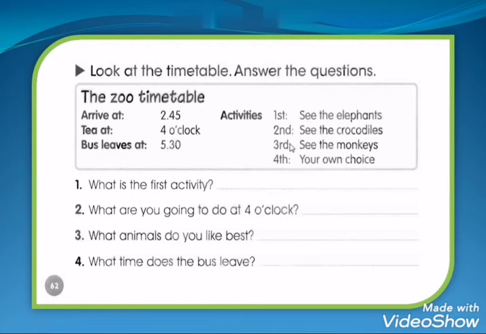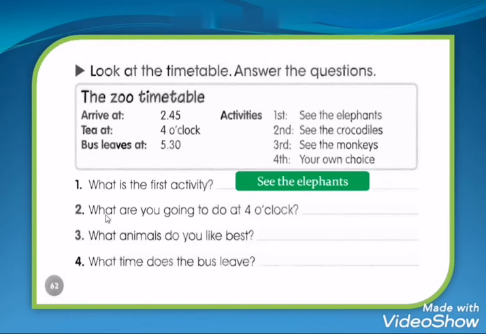First one, see the elephants. مشاهدة الفيلة. Second, see the crocodiles. مشاهدة التماسيح. Third, see the monkeys, مشاهد القردة. Fourth, your own choice, خيارك الخاص. So now, let's answer this. Okay? So, number one, what is the first activity? ما هي أول فعالية؟ Yes, good, it is see the elephants, مشاهدة الفيلة.